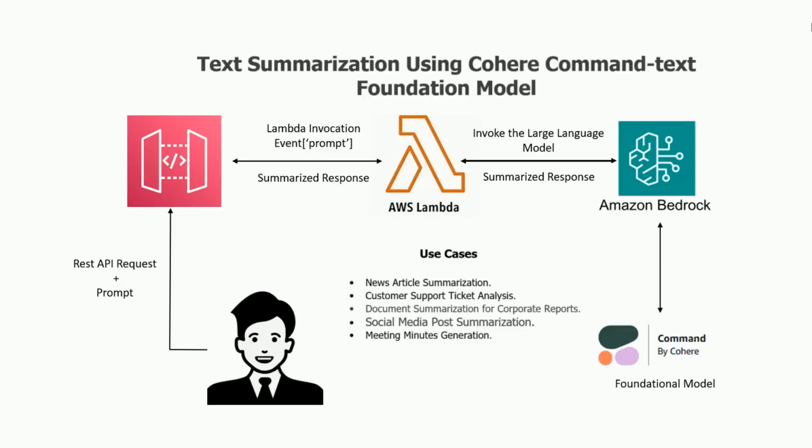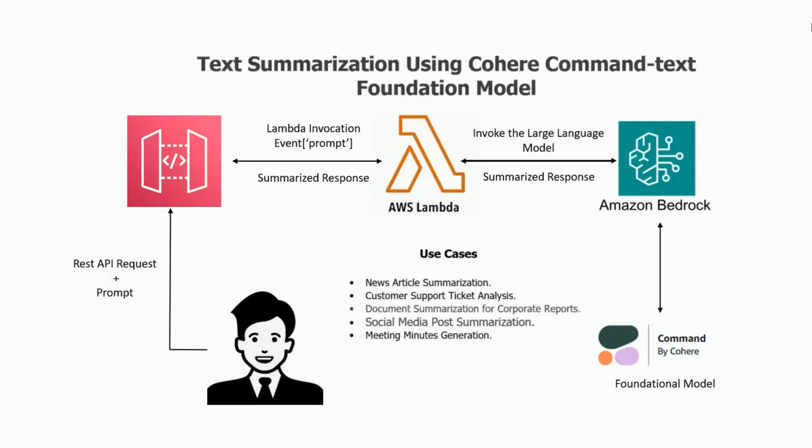Hello everyone. So as of now we have created our Lambda function, and in the Lambda function we are able to provide the input, like what text summarization we are looking for. With the help of lambda_handler we are able to provide the input to our Lambda function. Now the next step is we need to invoke the model.